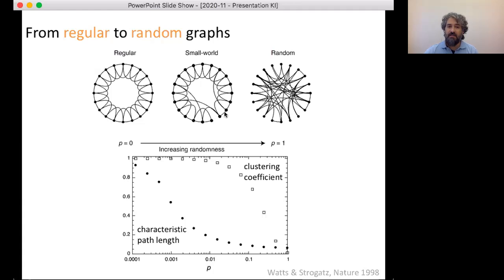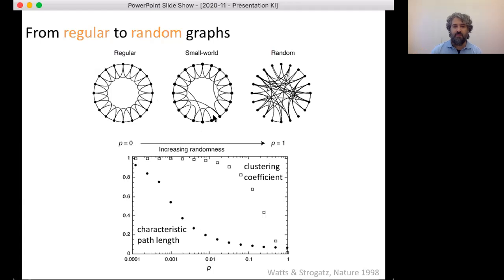Well, they are typically small world networks, something in between. And the nice thing here is that as you go from a regular network to a random network, the characteristic path length goes down very, very quickly as soon as you rewire a few connections. Why? Because you create shortcuts.